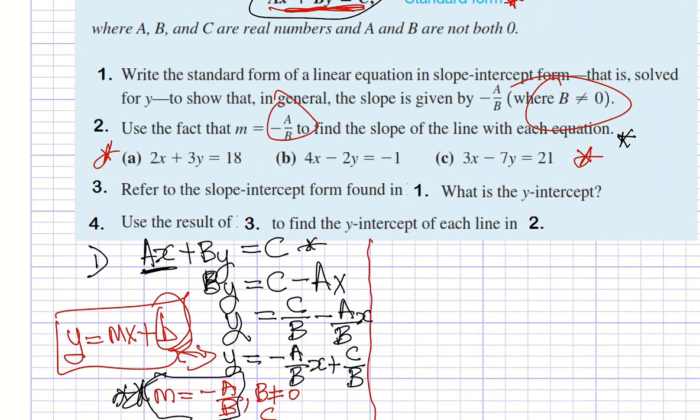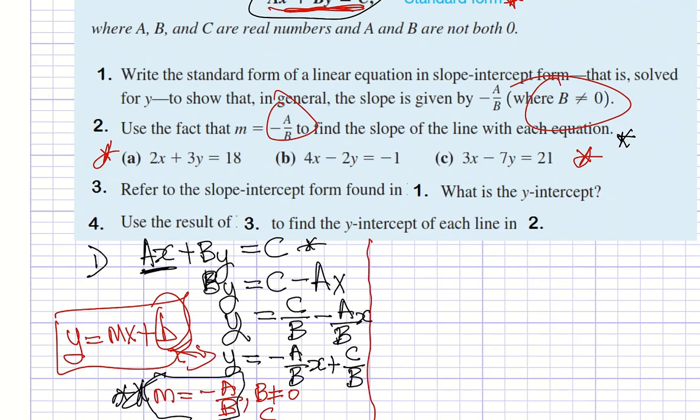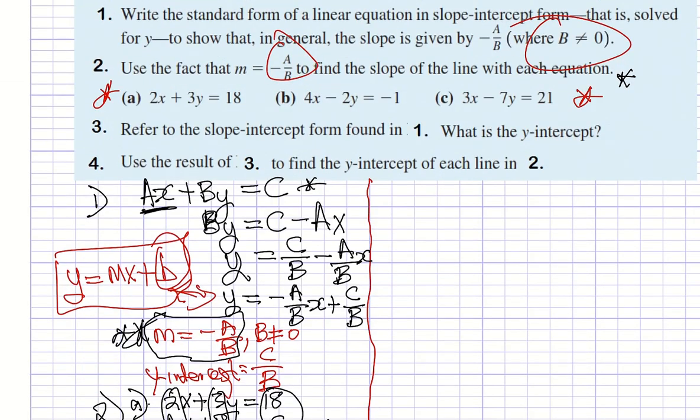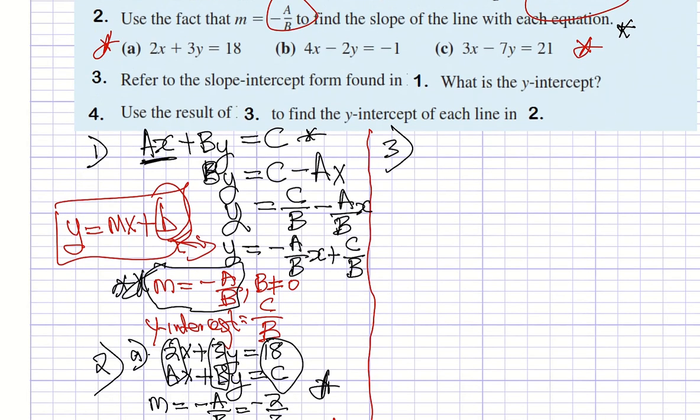Let's go to number 3 and 4. What is referred to slope into the form found in 1. Okay, what is the y-intercept? I know exactly what they're asking. They want you to refer to, you remember in one, this is number 3 in one. We found this right here. We already did it right here. That's what they ask.